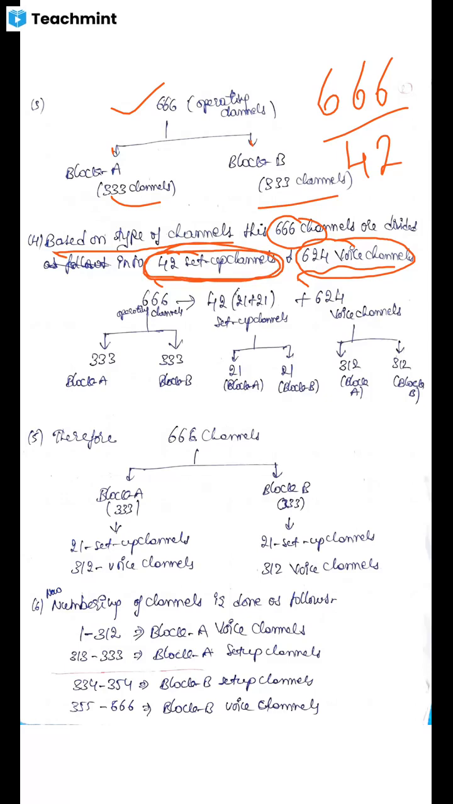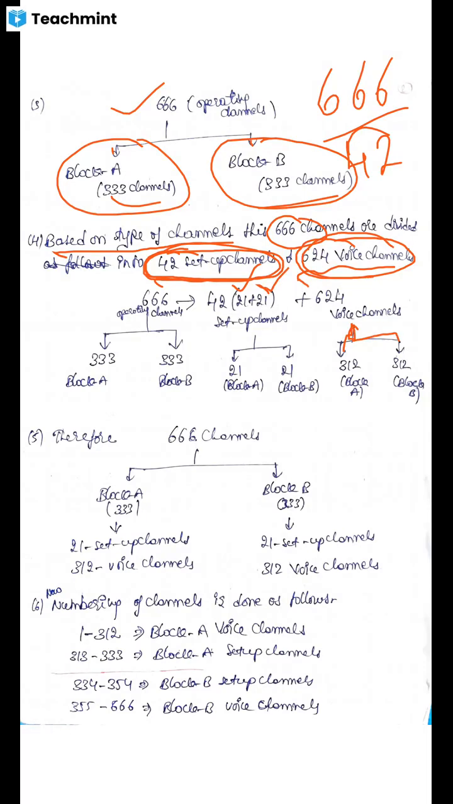These 42 setup channels are again divided into 21 and 21. You know that we had already divided into block A and block B, so I will divide these 42 setup channels in half: 21 setup channels for block A and 21 setup channels for block B. I will also divide the 624 voice channels in half, that is 312 and 312. So I will give 312 voice channels to block A and 312 voice channels to block B.